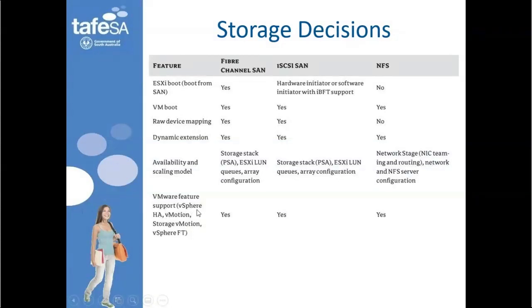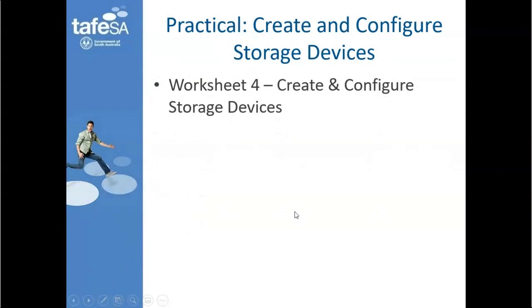VMware features. Does it support vSphere HA, vMotion, storage vMotion, fault tolerance? Yes. So if you had to ask my opinion, in most situations, I'll probably choose iSCSI, except for the very, very largest, highest performing networks. Might choose Fibre Channel over Ethernet. For the small business, maybe when they don't have a SAN, maybe NFS. Okay, very small business. All right, so that's the end of today.